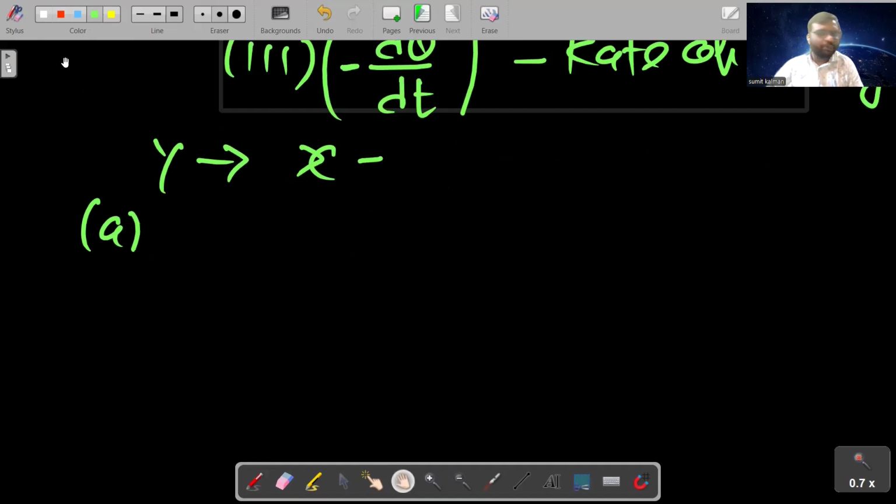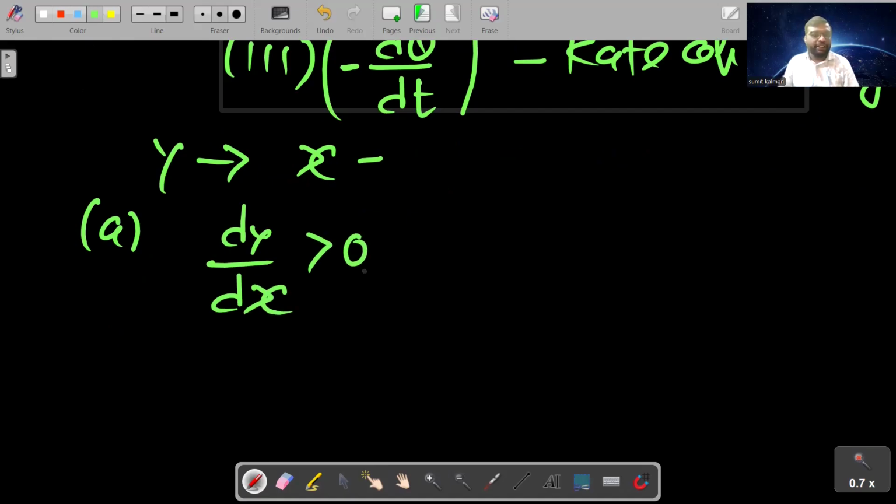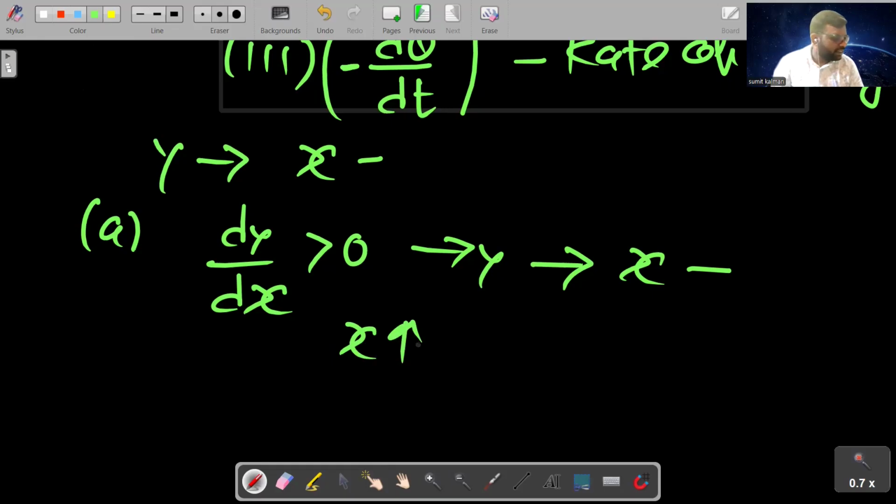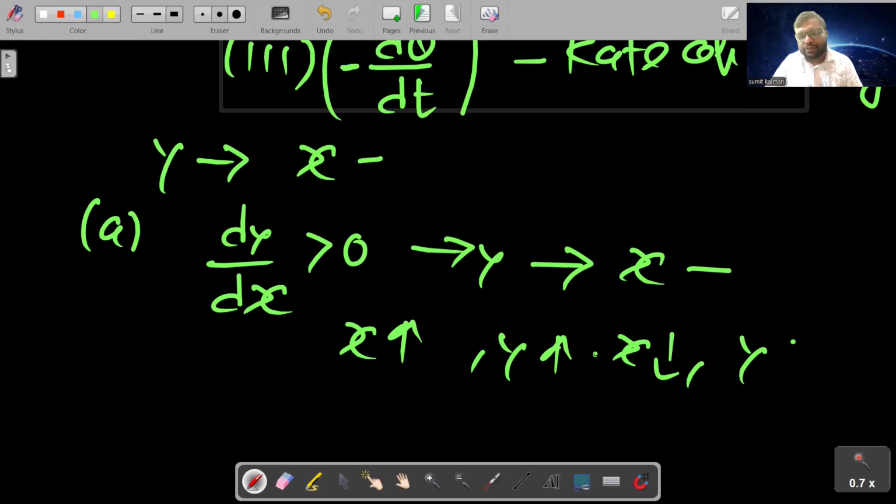If we have dy upon dx, and it is coming out to be greater than 0, that is, it is positive, then students, what is the significance of this? Y changes in the same way as x will change. Suppose if x is increased, then y also increases, and if x is decreased, y also decreases.